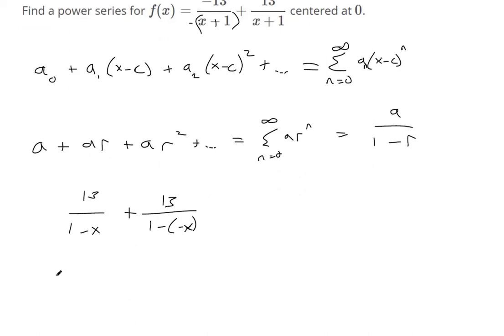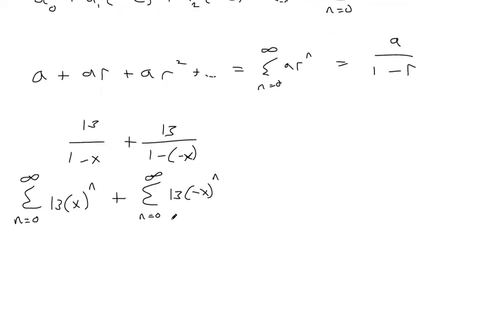So we have 13 for our a for this one. 13 was our a. Then it's 1 minus r. In this case, r is x. So we're going to put x to the nth power, summed from n equals 0 to infinity. So we've got that in series notation. And then over here, a is also 13, and r is just negative x to the nth power.